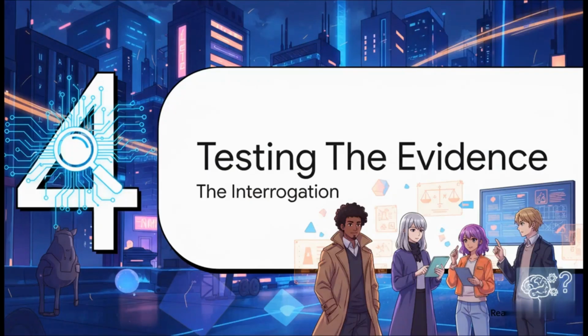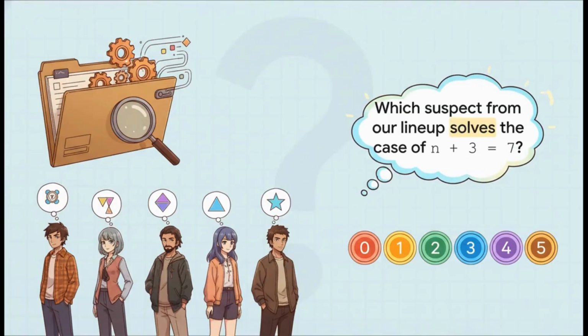Okay, now this is where the real detective work kicks in. It's time to interrogate our suspects. We're going to test each value from our domain and see whose story holds up. Let's start with case number 1. The case file is open. n plus 3 equals 7. We are looking for that one single number from our lineup that can take the place of n and make this whole thing true. Time to start the questioning.